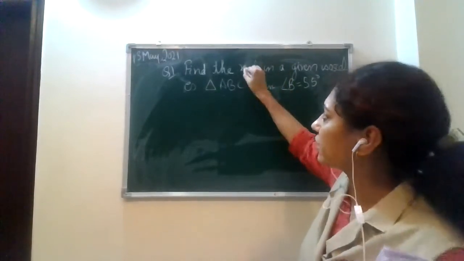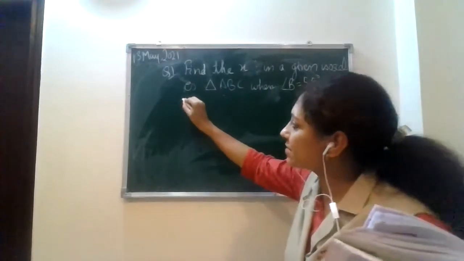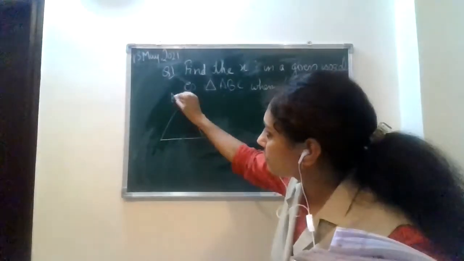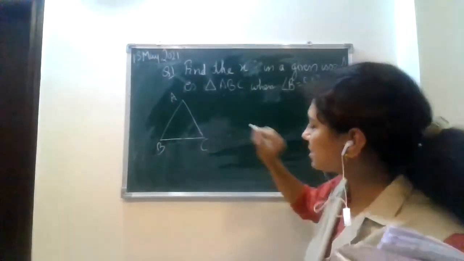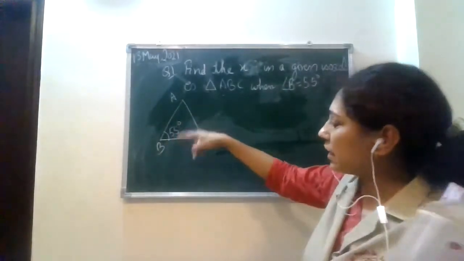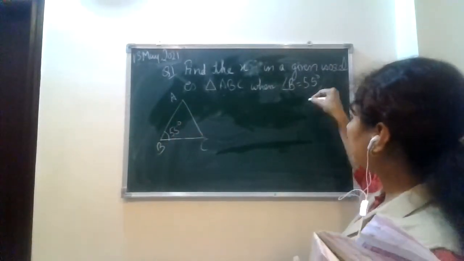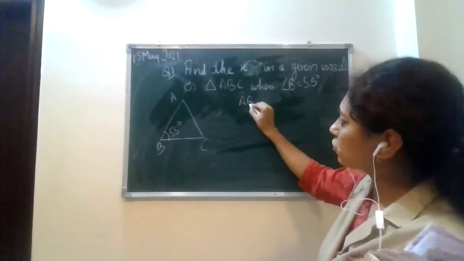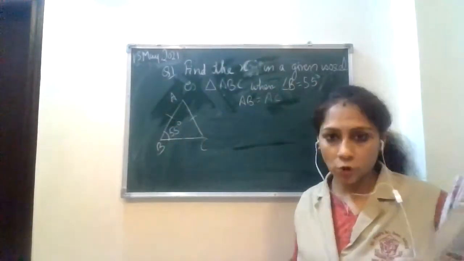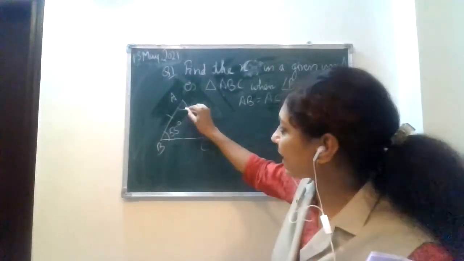Likewise, I was doing yesterday, find X. And the triangle is given as like this. This is A, B, and C. You are given angle B as 55 degree and ABC is an isosceles triangle. And I can write AB is equal to AC, also it is given. That means this side is equal to this side. Okay. You have to find X.